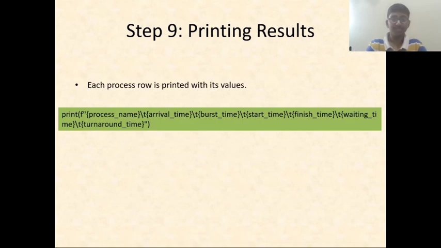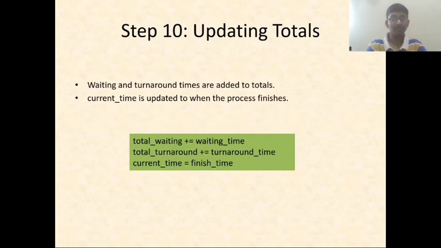Step 9 is printing results. As we already discussed, the output is printed in the form of table. Now here the table consists of rows, and the rows include the following: process name, arrival time, burst time, start time, finish time, waiting time, and turnaround time.